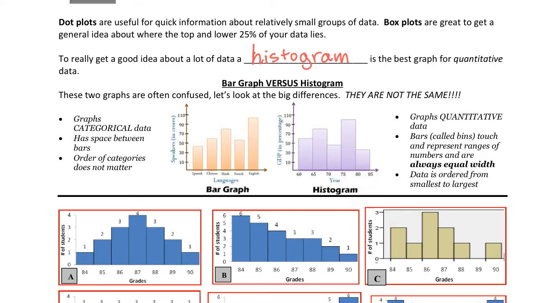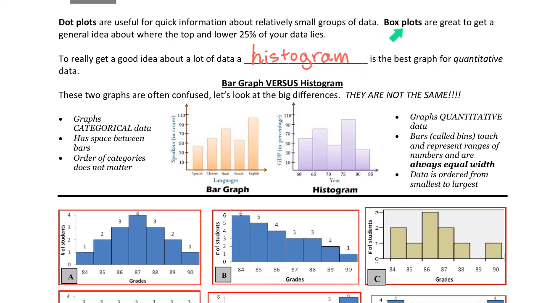And one last thing that I do want to just revisit now that we're starting to talk about histograms, let's go back to our two old friends, the dot plots. Dot plots are useful for quick information about relatively small groups of data. So basically a dot plot is a very informal histogram. But once you get thousands of data points, you really don't want to use it, because you could end up with a stack of dots that's over in the hundreds high. So that's never a good thing.